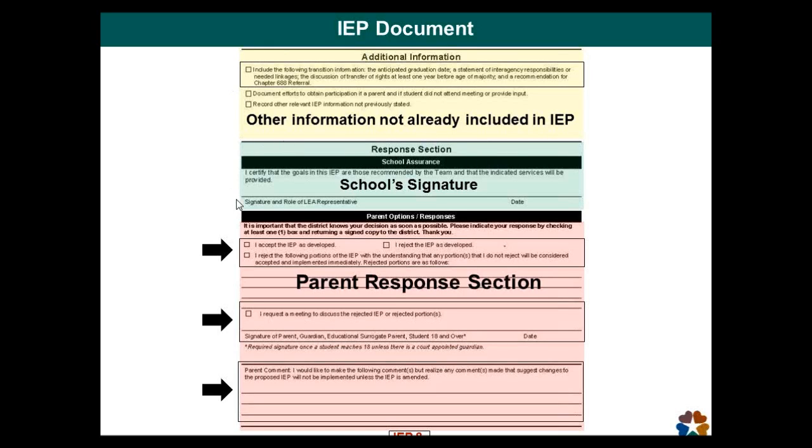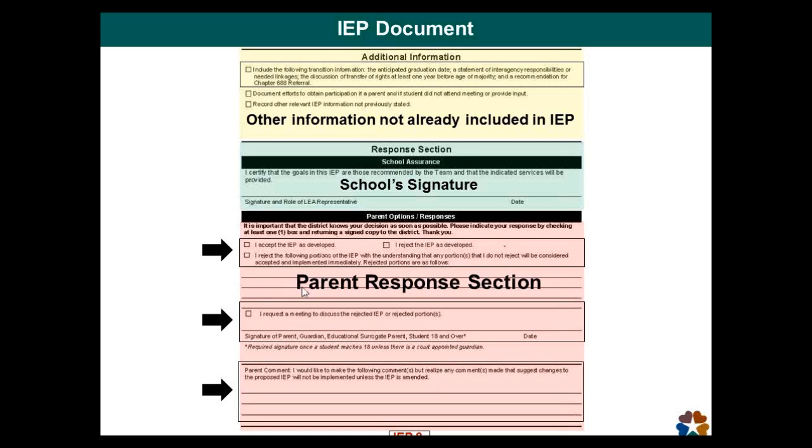So here is the response section. First of all, you have the school signature, and you will always have the school signature on the document before it's given to you for signature. And here is where the parent responds. The parent can either accept the IEP as developed, they can reject the IEP as developed, or they can reject the following portions of the IEP with the understanding that anything that they don't reject will be deemed accepted.